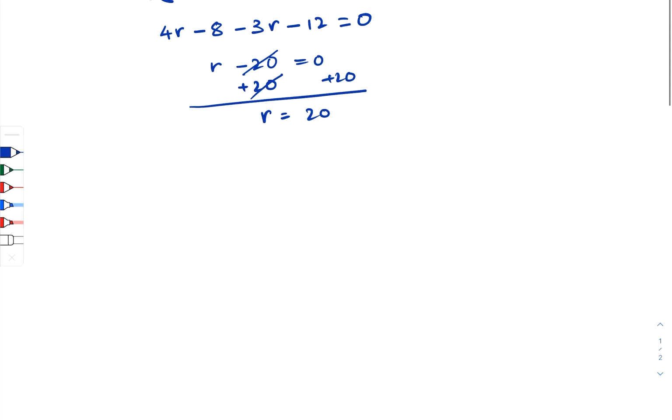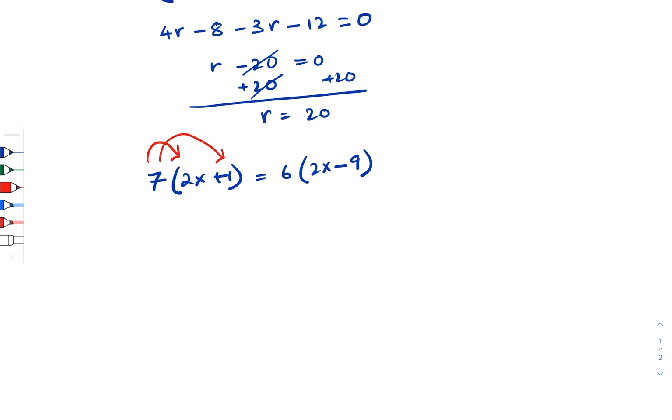Let's do another one. Now you have 7 times (2x plus 1) in parentheses is equal to 6 times (2x minus 9). Again, we're going to distribute the 7 with the 2x and the 7 with the positive 1 first. That's going to give me 14x plus 7. And then I'm going to distribute the 6 with the 2x and the 6 with the negative 9. So 6 times 2 is 12x, and 6 times negative 9 is negative 54.